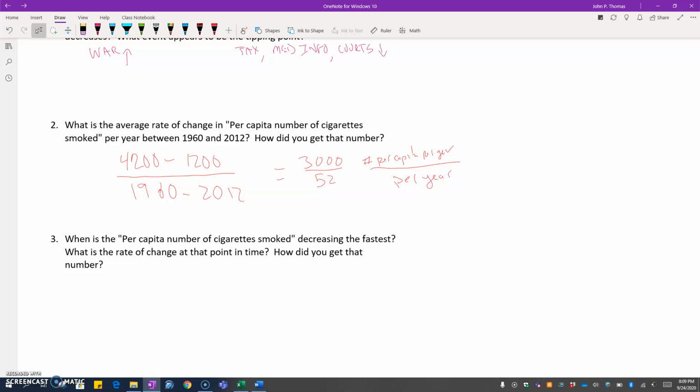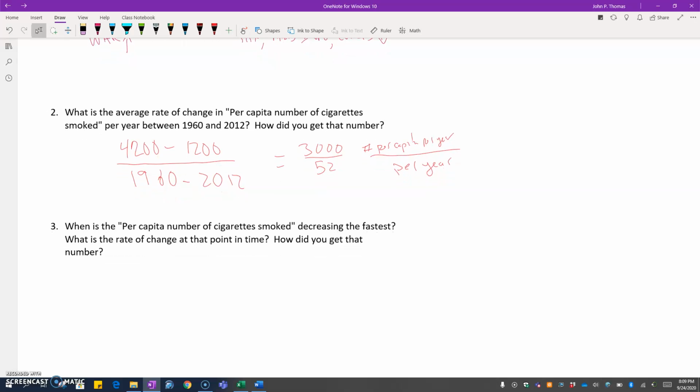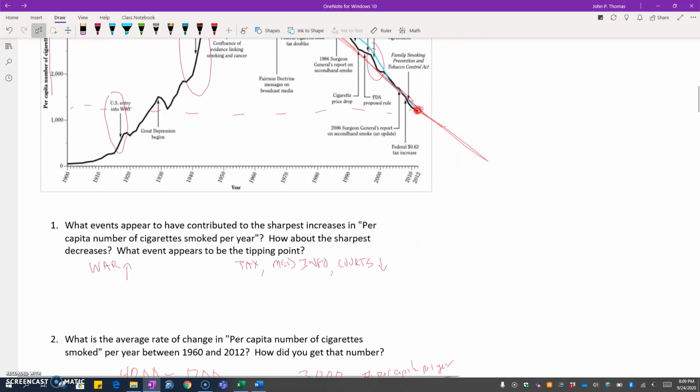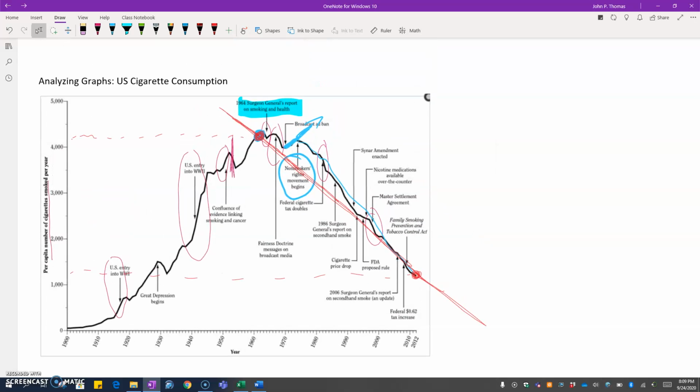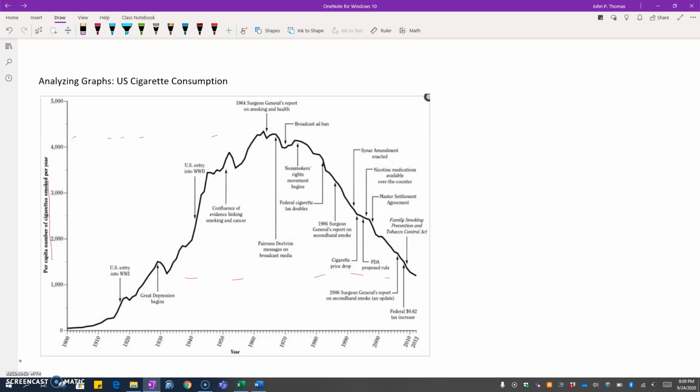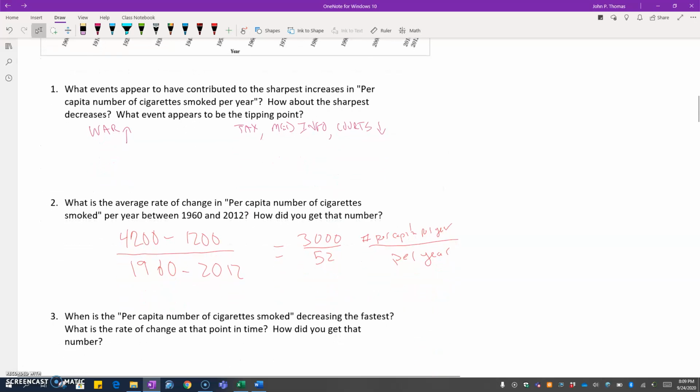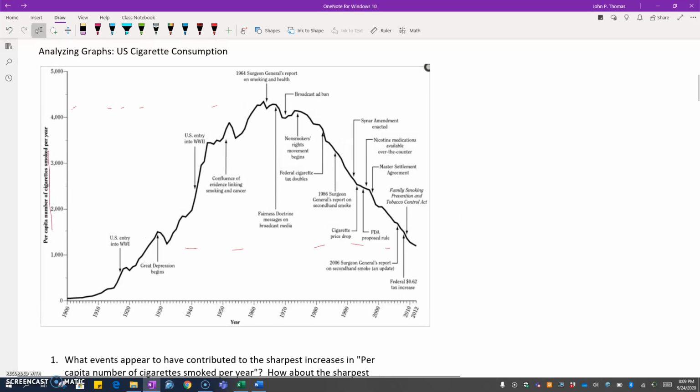And number 3 is, when is the per capita number of cigarettes smoked decreasing the fastest? What is the rate of change at this point? This one is where they're trying to push you a little bit from the idea of average rate of change into the idea of instantaneous rate of change. So I'm going to clear my graph a little bit here. It asks me for the place where it is decreasing the fastest, so I'm looking for a steep downturn. And I would say the steepest downturn on this one to me is right about in there.